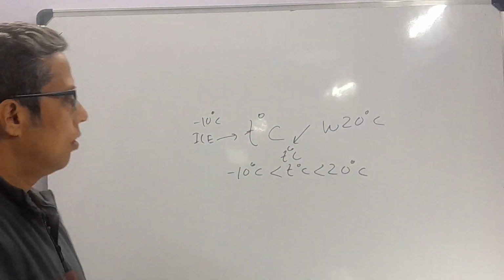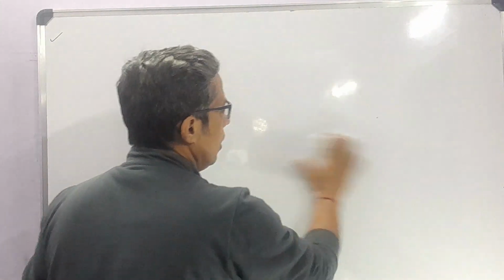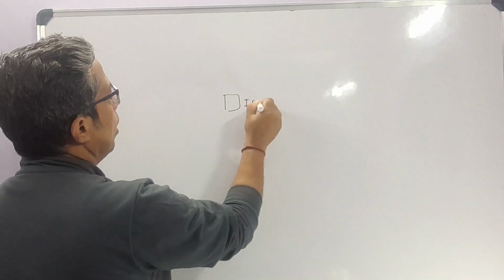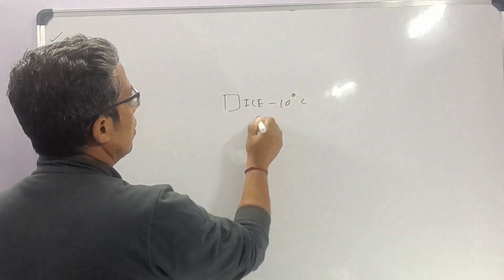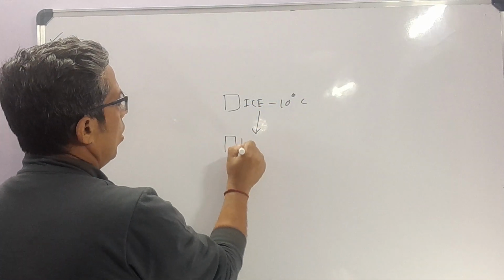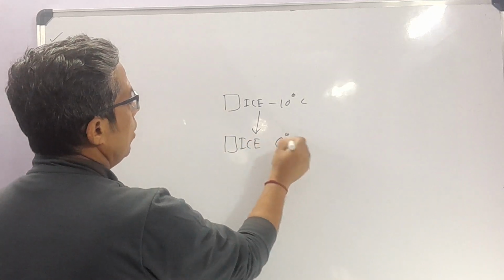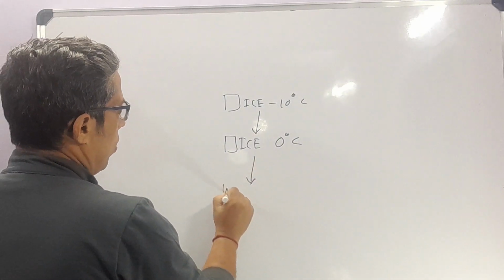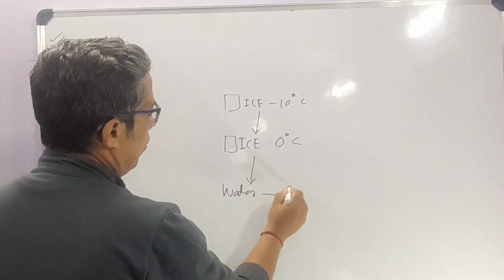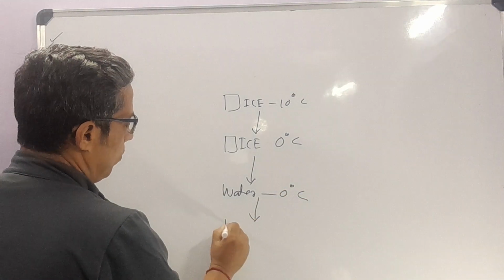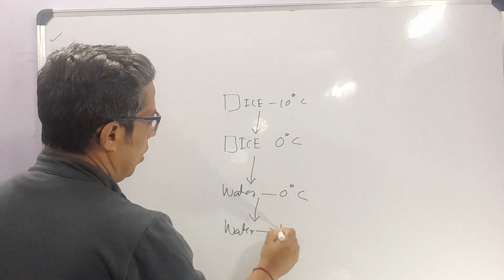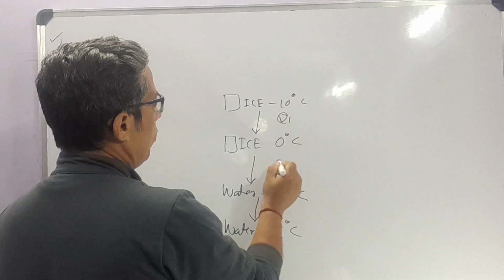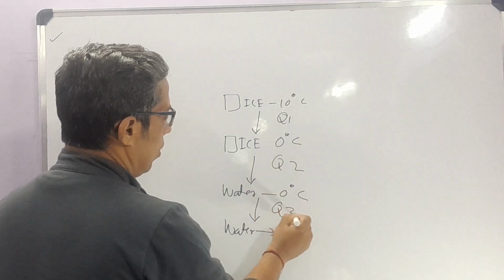So that's different. Now let's see the steps here. What is going to happen? Ice at minus 10 degrees centigrade will first come to ice at 0 degree centigrade, then from ice to water at 0 degree centigrade, then water at 0 degree will go to T degree centigrade. So here it will take Q1 amount of heat, here Q2, here Q3.